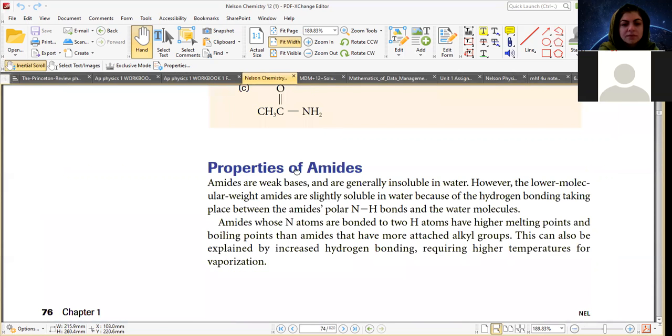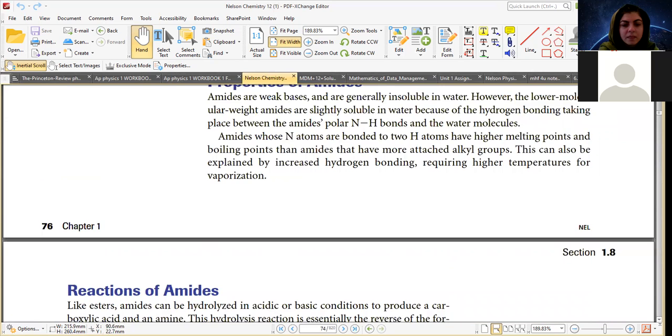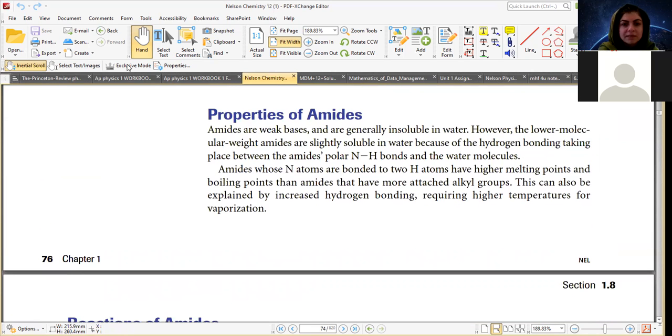This is page 76. Properties of the amide. So amides are weak bases and are generally insoluble in water. However, the lower molecular weight amides are slightly soluble in water because of the hydrogen bonding taking place between the amide polar NH bond and the water. Because you have NH in that, it's going to give you a very polar bond, right? So it's going to be soluble in water. Amides whose N atoms are bonded to 2 hydrogens have a higher melting point and boiling point than amides that have more attached alkyl groups. So it means a first degree amide is more polar. It has a higher boiling point compared to the second degree and the third degree. This can be explained by the increased hydrogen bonding requiring higher temperatures for vaporization.